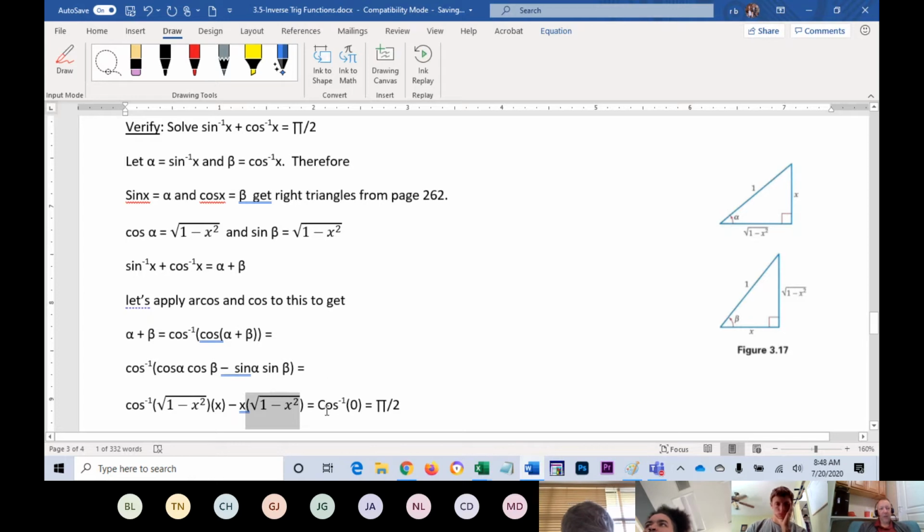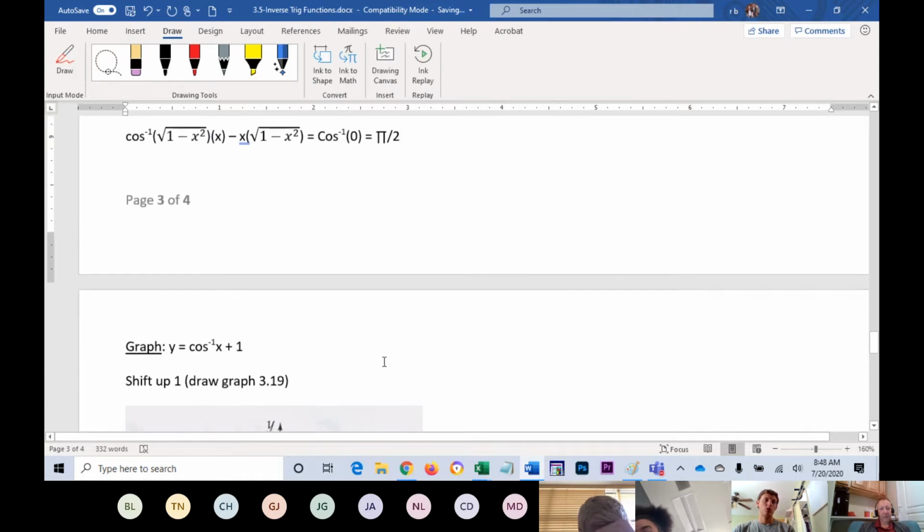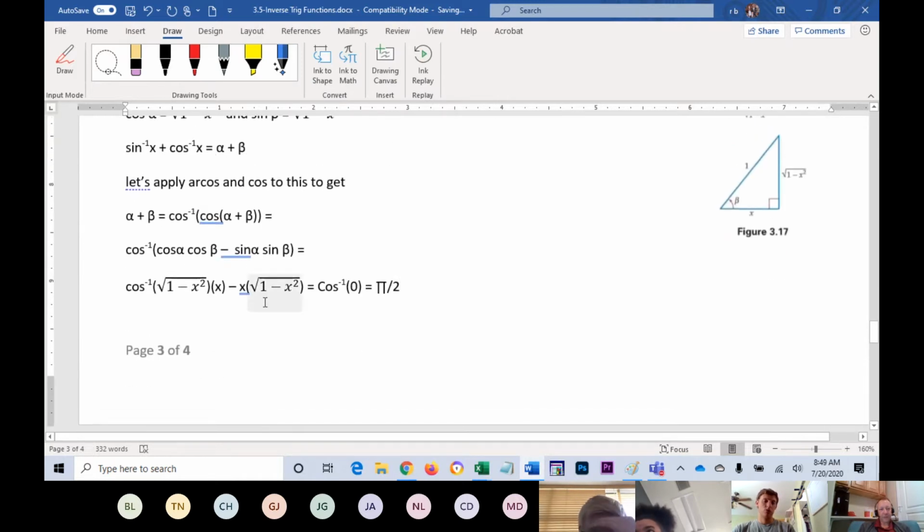And we know that the inverse cosine of 0 equals pi halves. Okay, so we've got our pi halves. So the inverse cosine of 0 equals pi halves. So now we've got our answer right there.